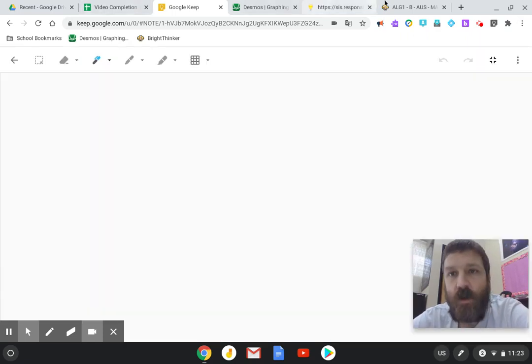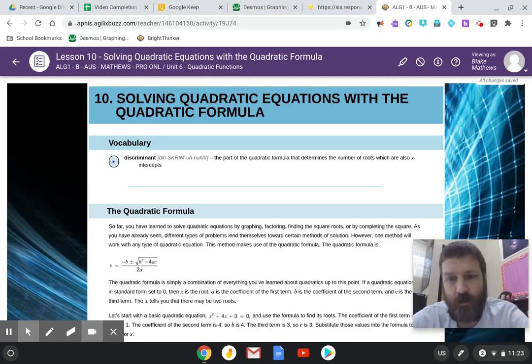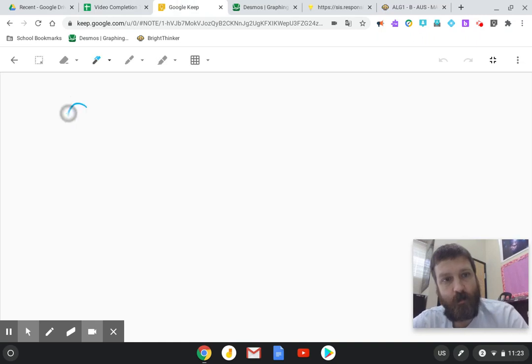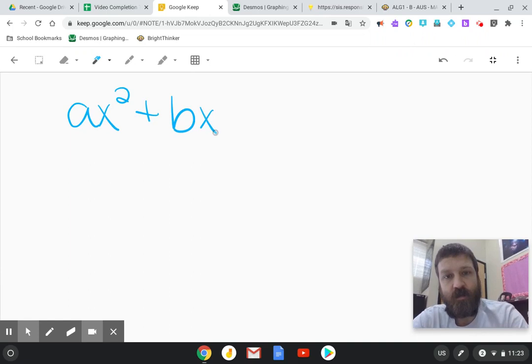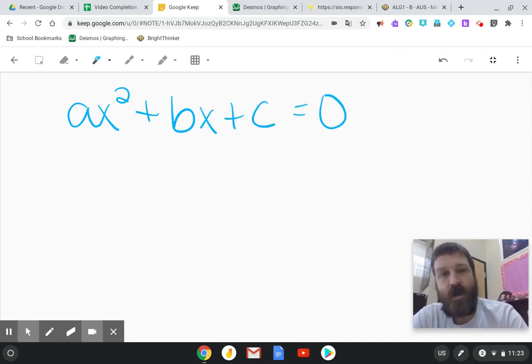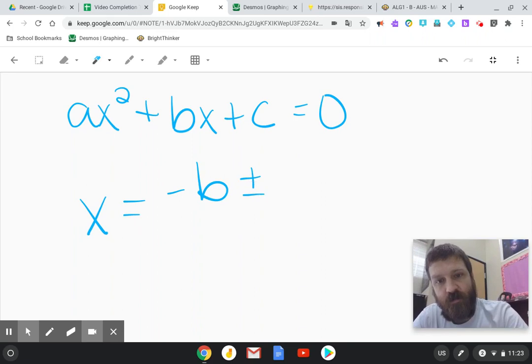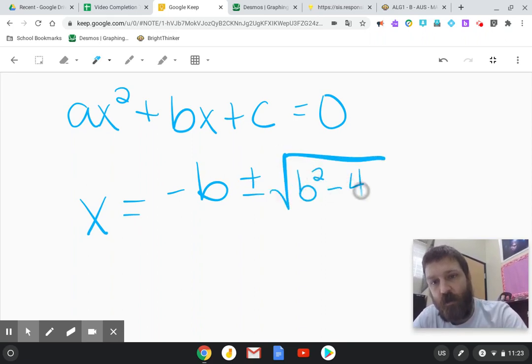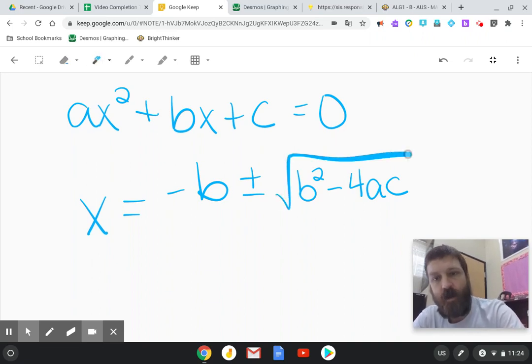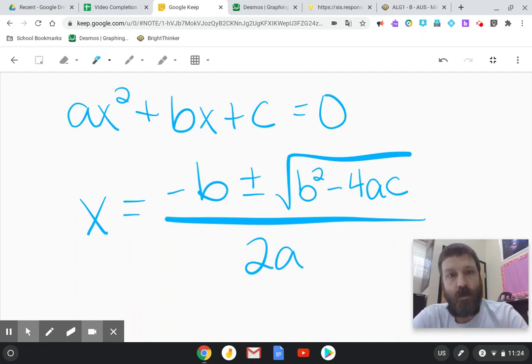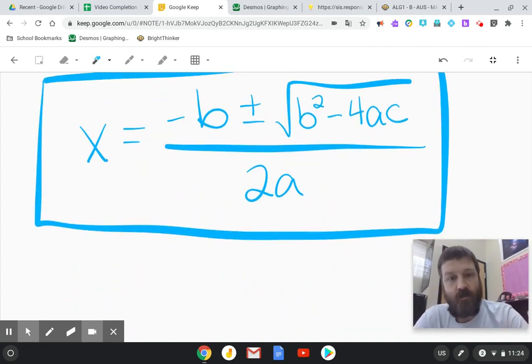So looking at the lesson, the quadratic formula is really just a rearranged version of the standard form equation. If you remember, ax squared plus bx plus c equals 0. If I rearranged this and solved it for x, which I'm not going to go through because it is pretty complicated, I get the following equation. x equals negative b plus or minus the square root of b squared minus 4ac, square root around all of that, all over 2a. So if I solve this equation for x, this is what I get, and that is what we call the quadratic formula.